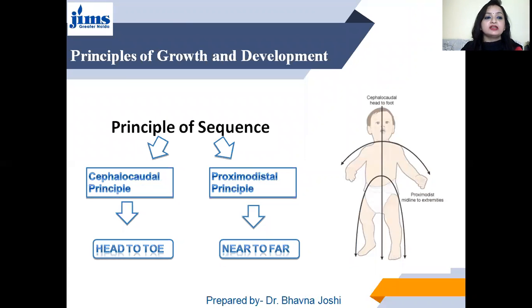Principle of sequence means development follows a sequential pattern. This sequential pattern is based upon two principles. The first principle is cephalocaudal principle, which means that the growth will be from head to toe. That means we begin to grow from head to toe. And the second principle is proximodistal principle, which is as it is written near to far, which means spinal cord, which is said to be the center of the body of an individual. That spinal cord develops first and then the outward development takes place.